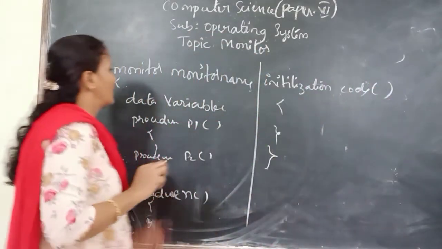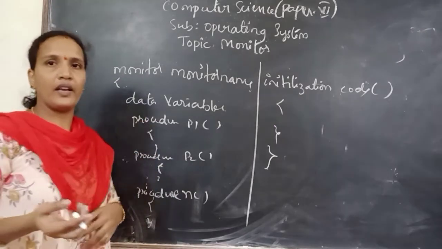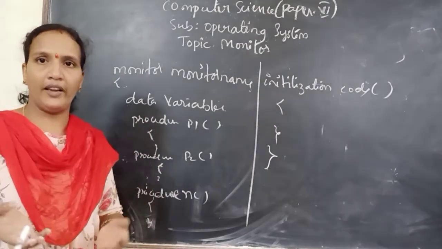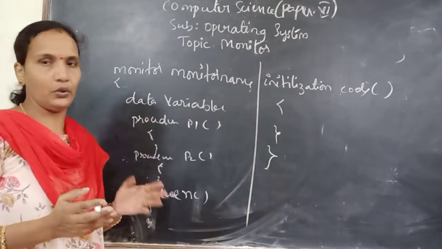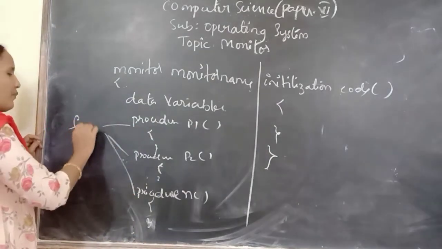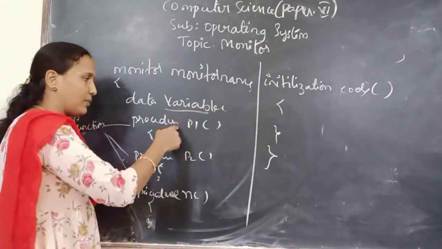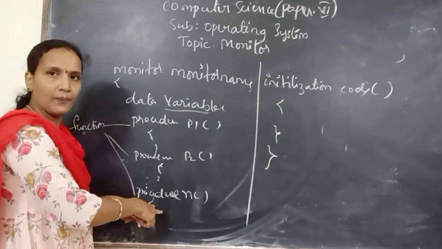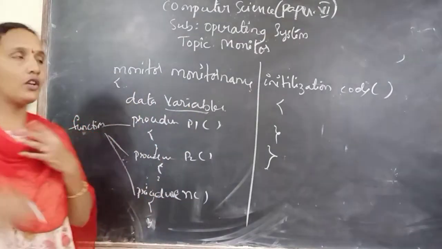Data variables means the variables which contain the data. As you already know, variables are used to store values. Next, procedures are nothing but functions. The variables can be used only inside these functions, and these functions can use only these variables. Okay, all of you write this.